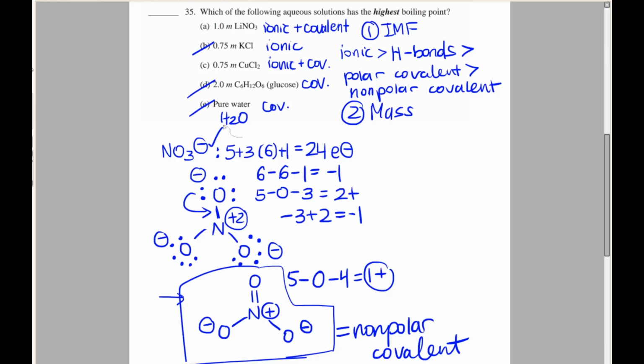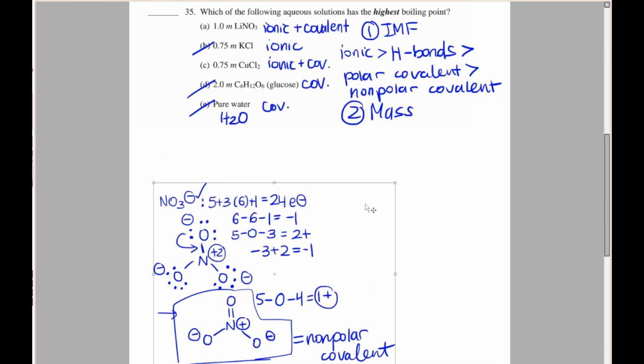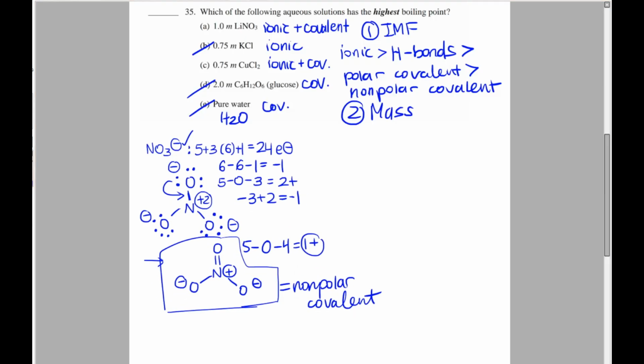Now, let's move this over here. In the case of CuCl2, we could draw the Lewis structure to confirm it, but we don't really have to, because we see that the covalent part of this, or like the non-metal part of this molecule, is completely made up of the same atoms. It's just two chlorine atoms.